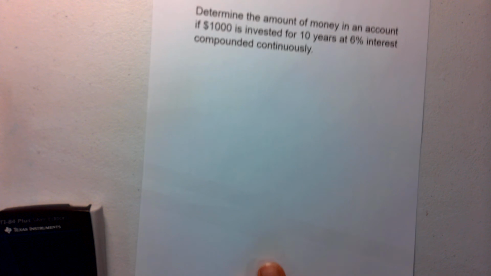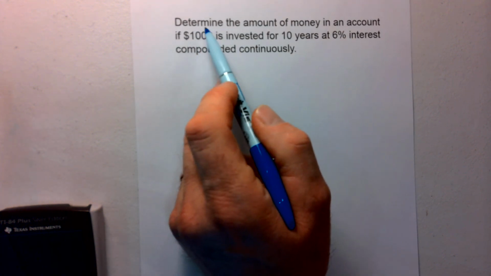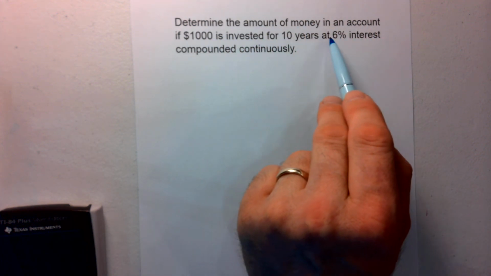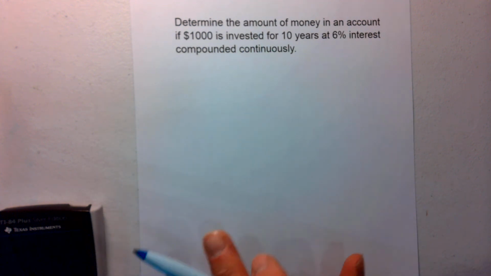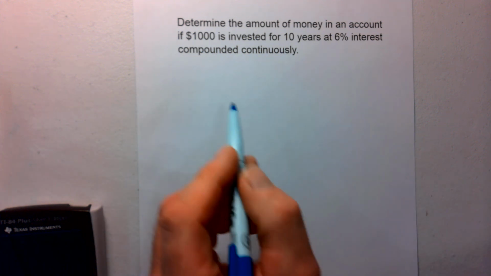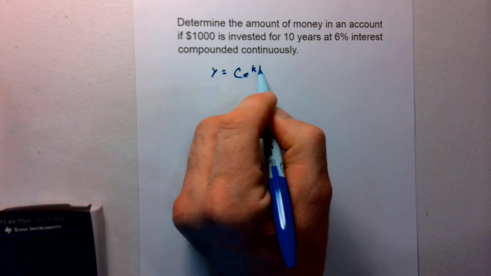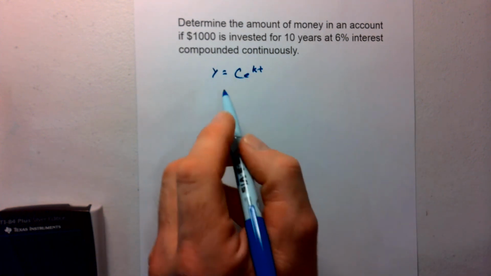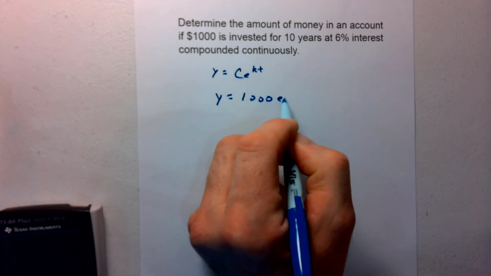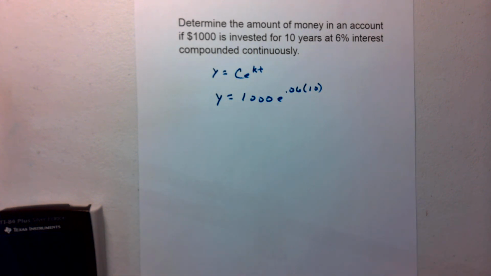All right, and I have one last problem. It goes to the money problem. Determine the amount of money in an account if $1,000 is invested for 10 years at 6% interest compounded continuously. So we saw this one way back in the beginnings of Chapter 5. It kind of comes back in our exponential growth and decay as well. So here we know that K value is 6%. We're going to start with $1,000, invest it at 6%, 0.06, and go for 10 years.